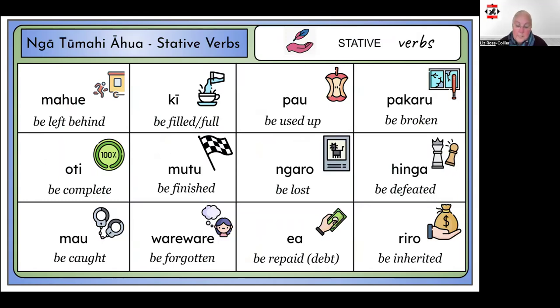Something you might notice about these verbs is that they all have the word be in them. They're talking about being in that state. Mahue, to be left behind. Ki, to be filled. Po, used up. Pakaru, be broken. Oti, be complete. Mutu, finished. And the other examples we have here: ngaro, henga, mau, wareware, ia, and rero.